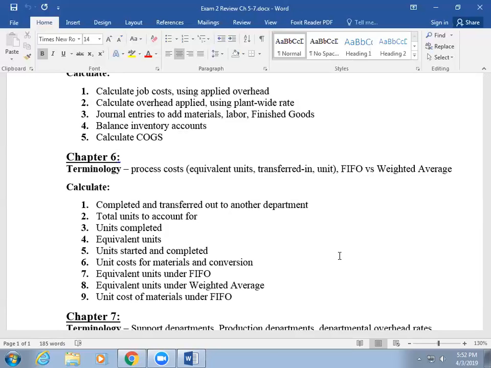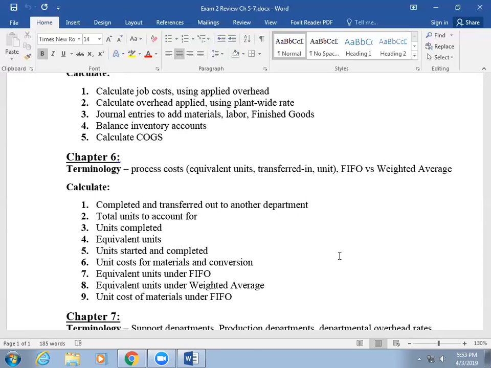Be able to calculate equivalent units. Again, they'll look at both materials and conversion, which is your labor and overhead. If they tell you we started with this many and completed this many, just remember to always add in what was started and completed at 100%, and then just calculate your ending work in process, okay? Under weighted average, especially. So that's a big one.